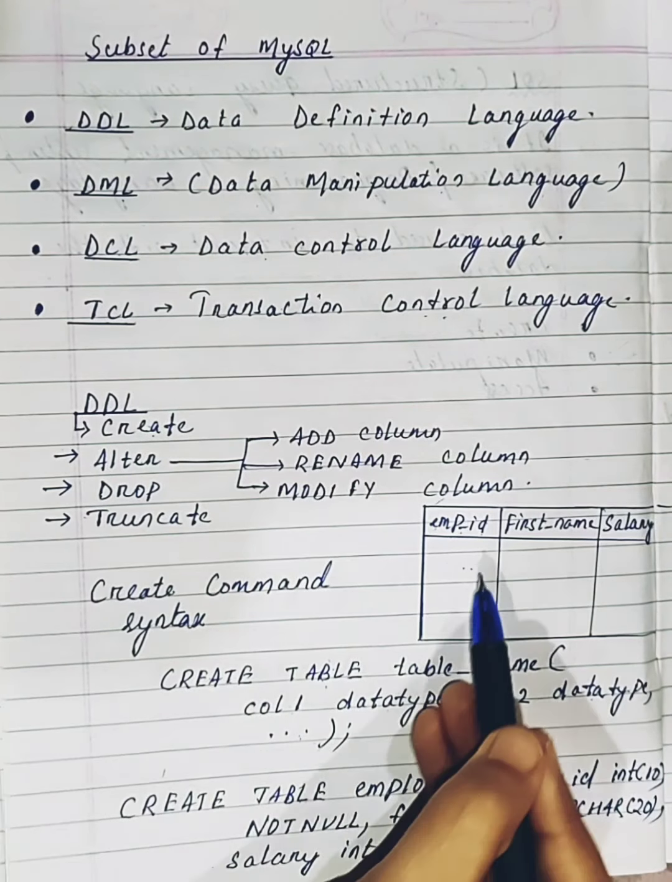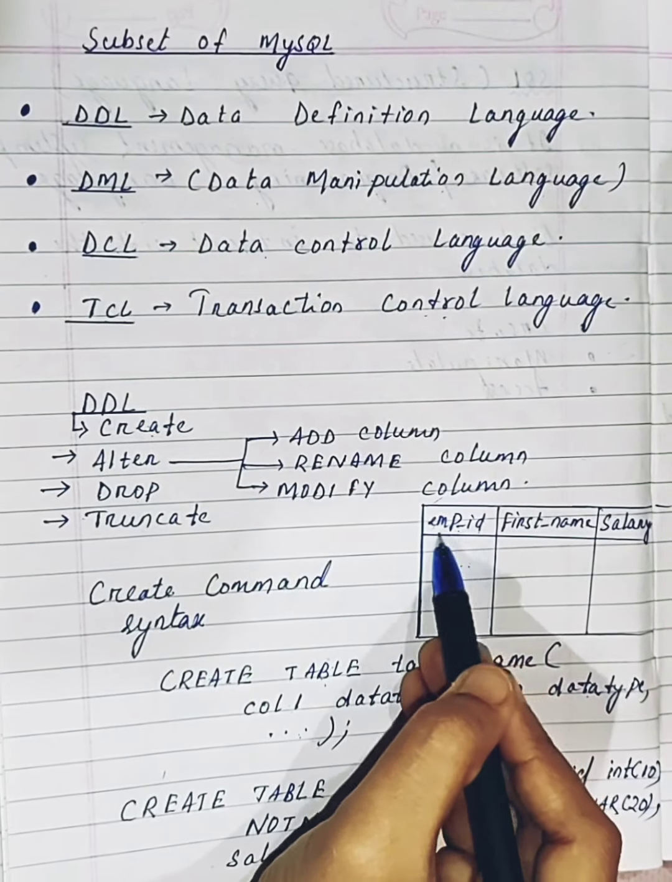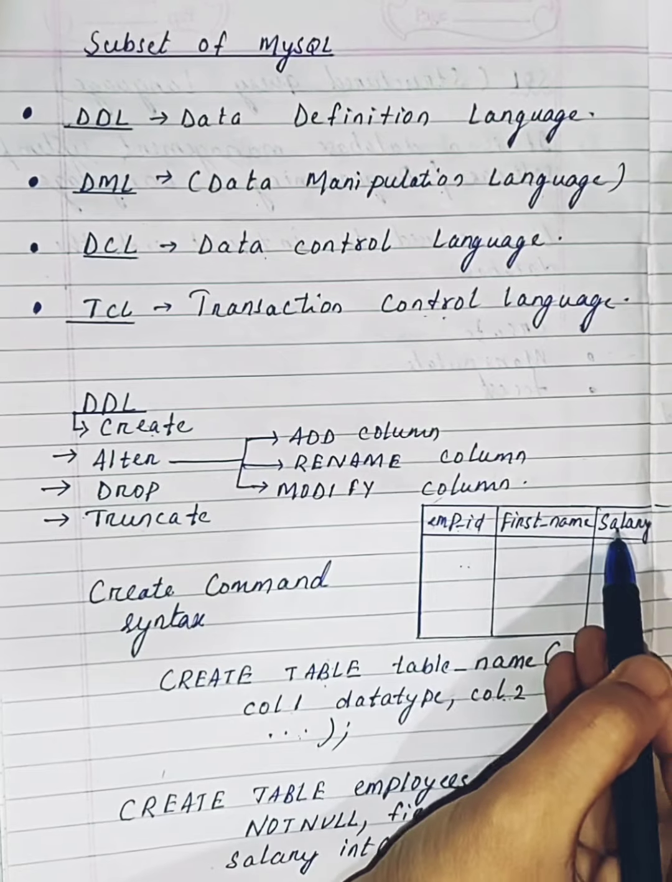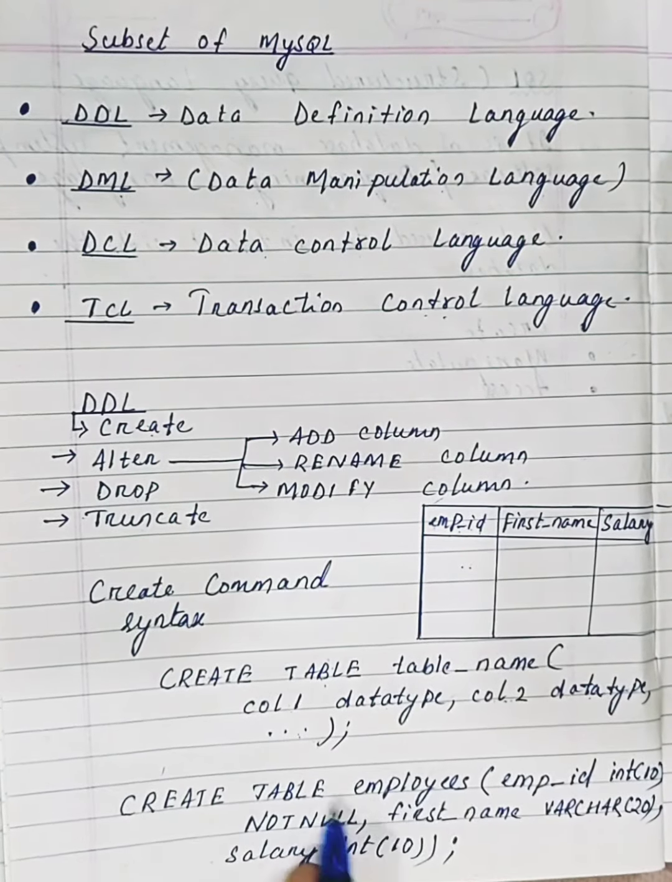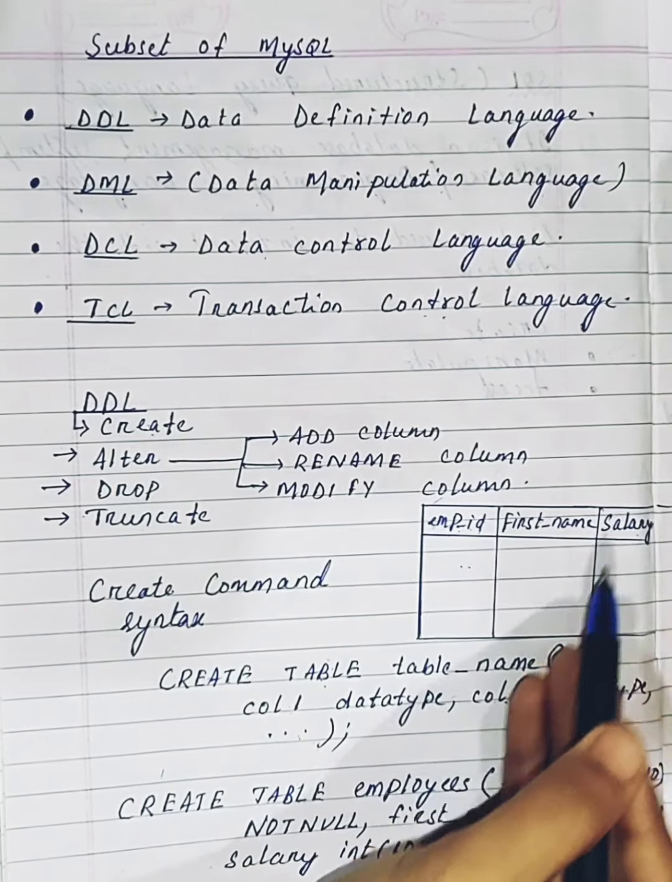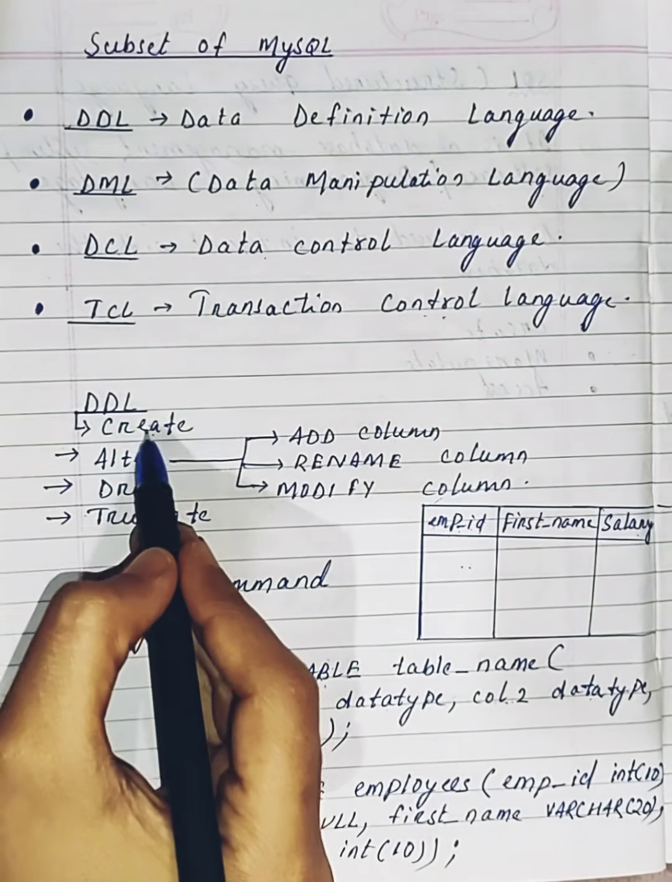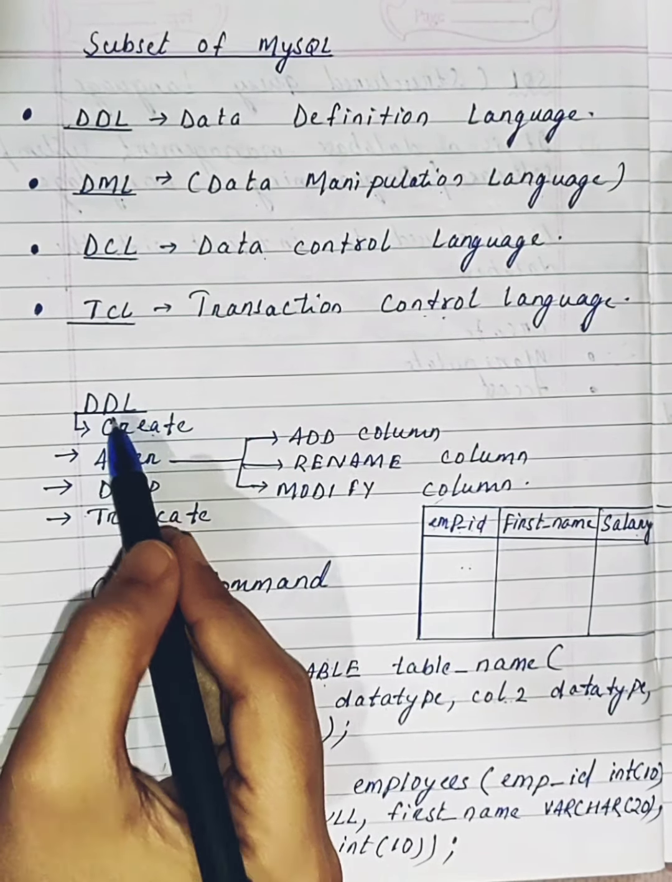This query will create this table with the column names employee ID, first name and salary. There are no values here because we have just created the table with these column names. I hope you are clear about the create command of the DDL.